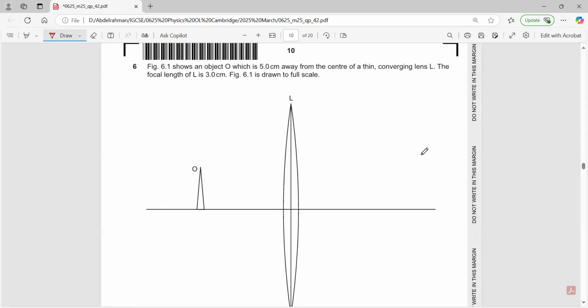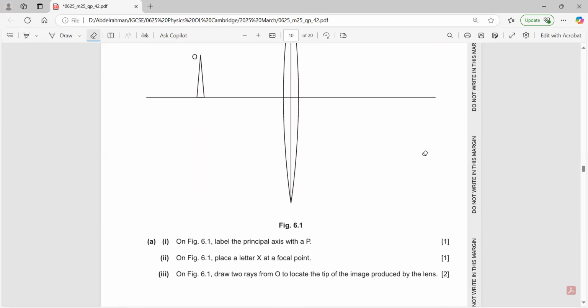Figure 6.1 shows an object O, which is 5 centimeters away from the center of a thin converging lens. Okay, so the distance from O to the lens is 5 centimeters. You can measure it using your ruler.